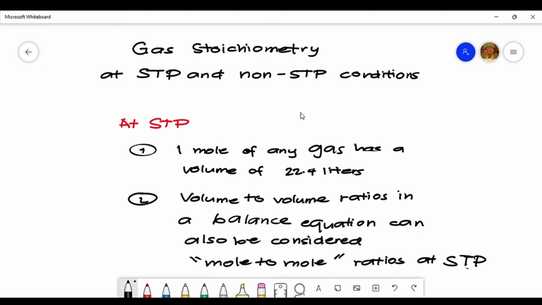Hi everyone, so today we will be learning about gas stoichiometry at STP and non-STP conditions. When you say STP, it means standard temperature and pressure. So the values are already given at standard conditions. There are predetermined values for the temperature and the pressure.